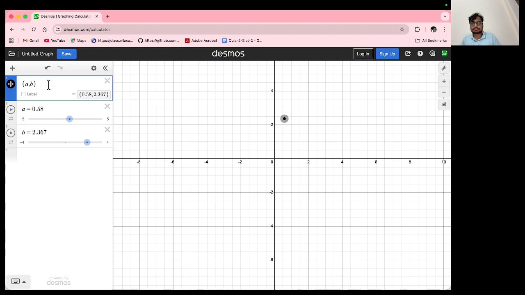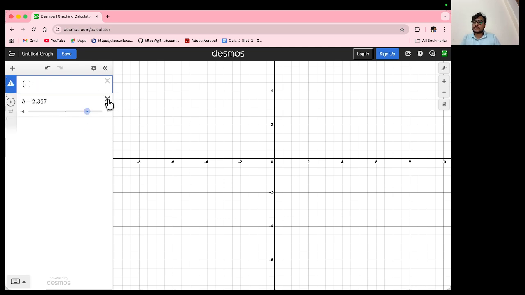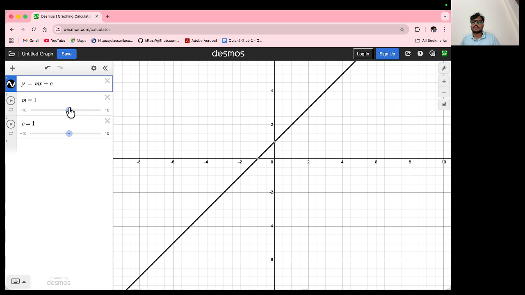Let's move into the line part. In coordinate geometry, your basic line equation is y equals mx plus c. So here we have two parameters, m comma c. These are called parameters because according to different m and c values, we can shift or rotate our traditional line.